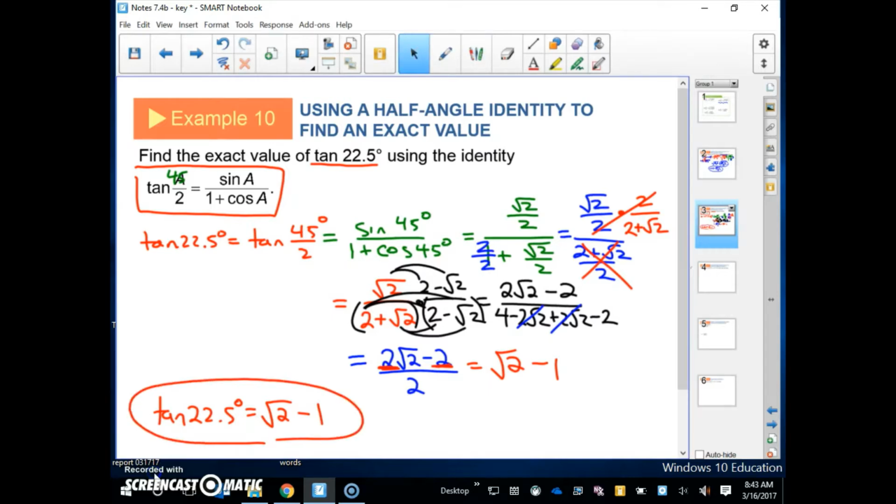We use the half angle identity, but to me the hard part's the algebra. All that canceling and common denominator stuff, foiling, all that stuff's algebra skills.